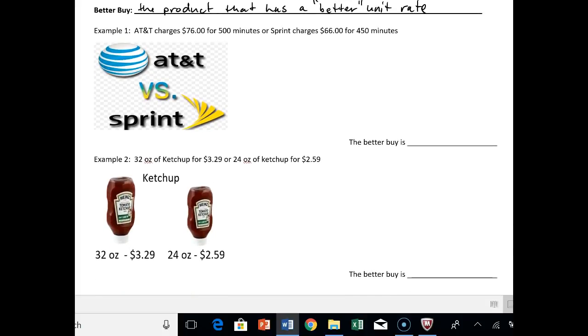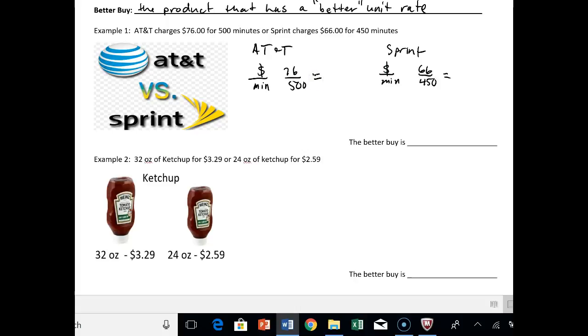So let's start off. We've got AT&T charges $76 for 500 minutes, and Sprint charges $66 for 450 minutes. So notice you get more minutes with AT&T, but it costs more, and it costs less for Sprint, but you get fewer minutes. So let's figure out which is the better unit rate. So for AT&T, we have dollars over minutes, which costs 76 over 500. And then we'll do the same thing for Sprint. And we want to, again, do dollars over minutes, which is 66 over 450.